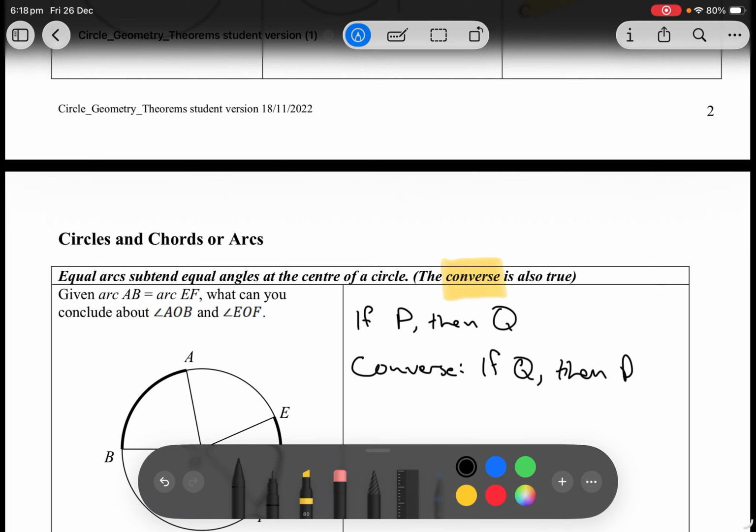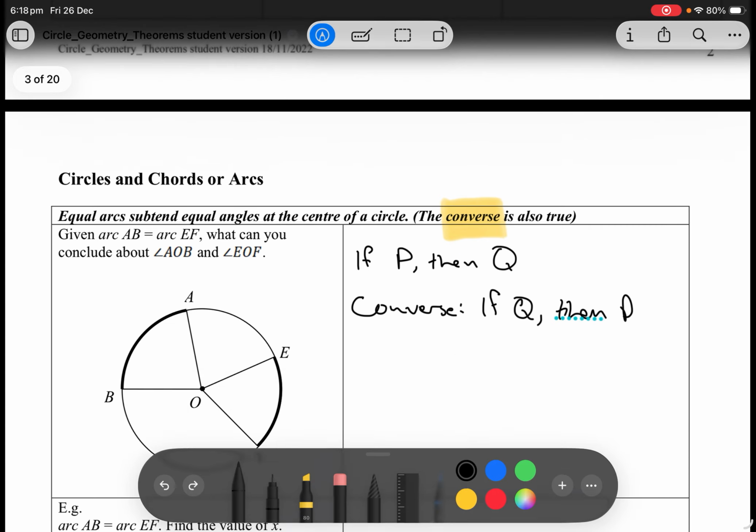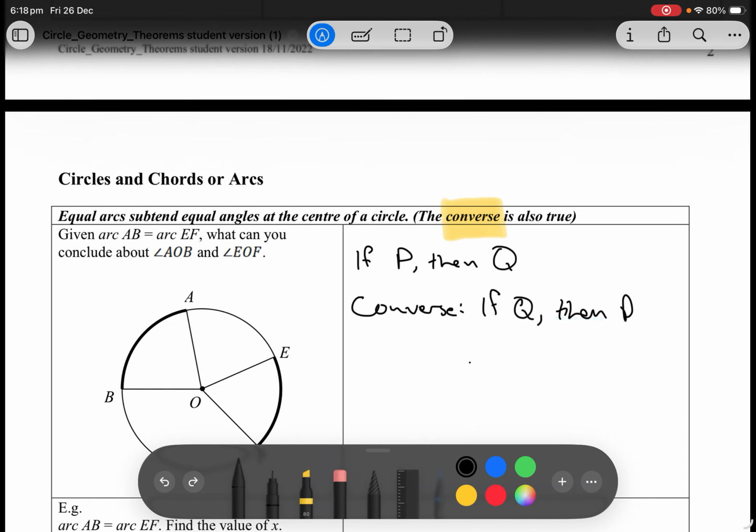A good example of this is, for example, if two lines are parallel, they will not touch. That's something we've been dealing with a lot. So if two lines are parallel, they do not touch. The converse to that would be if two lines don't touch, they are parallel. You can see we've just swapped the hypothesis, the if part, and the then conclusion part. So we basically just swap those statements. If two lines are parallel, they do not touch. If two lines do not touch, then they are parallel.